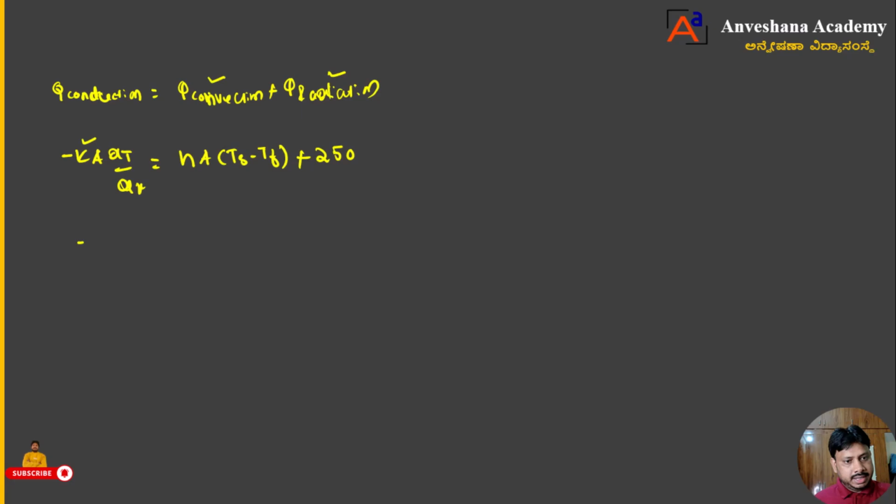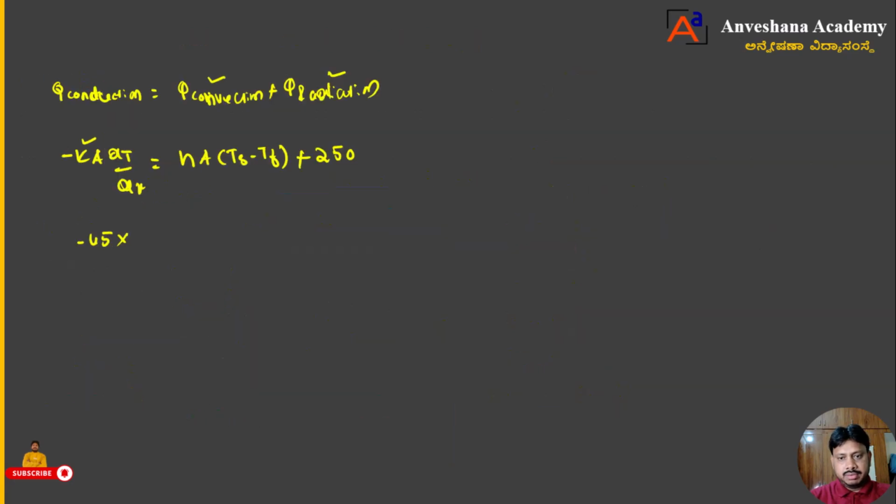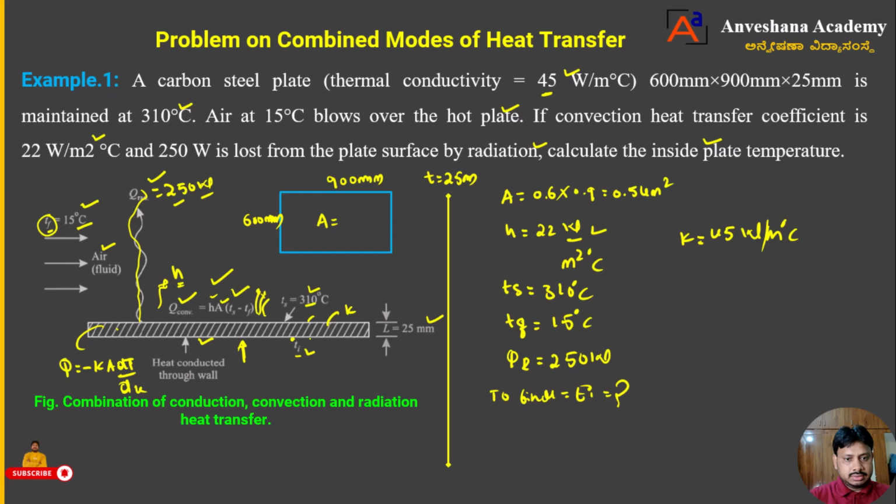So there, minus 45 into what is the area? That area you can see here now, that is 0.54 meter square. That is 0.54 into what is dT, dear students? Now here you can see dT for conduction heat transfer. Conduction heat transfer is taking place here, right? That means it is Ti and it is Tw. That means Ts minus Ti, you can write it, right?